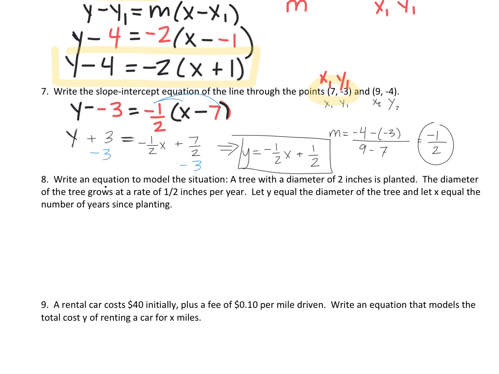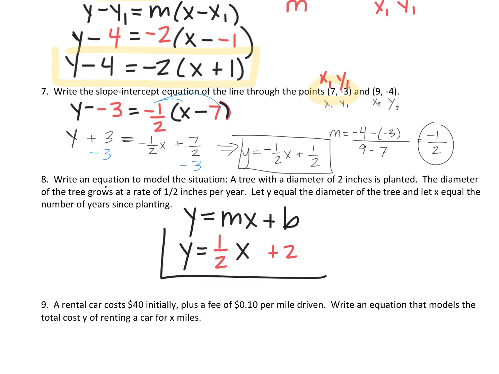If you have a starting point and a rate of change, then you should be able to write it in y equals mx plus b. So can you get your equation for me in y equals mx plus b? Because it has a starting point and a rate of change. Your m is your slope. It is your rate of change. b is where it starts. Where does it start? 2 inches. So that's your b. What is our m? 1/2, because it changes half per year. 1/2 x plus b. That's all, folks.